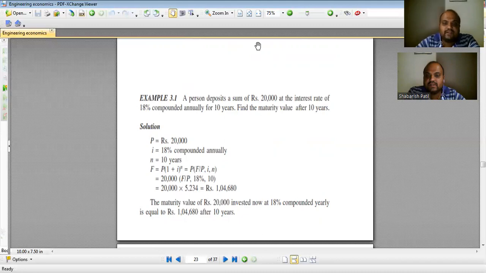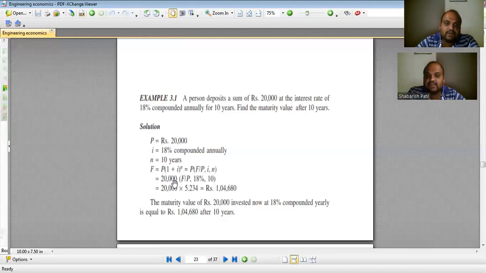He is depositing right now, that is my P value. So capital P is rupees 20,000 at the interest rate of 18%. So I is 18%, which is compounded annually. And what we want is, what will be the value of this 20,000 at the end of 10 years? So my n is equal to 10 years. And we know that F is equal to P into 1 plus I raised to n. We know the value of P, I, and n. Substitute them.